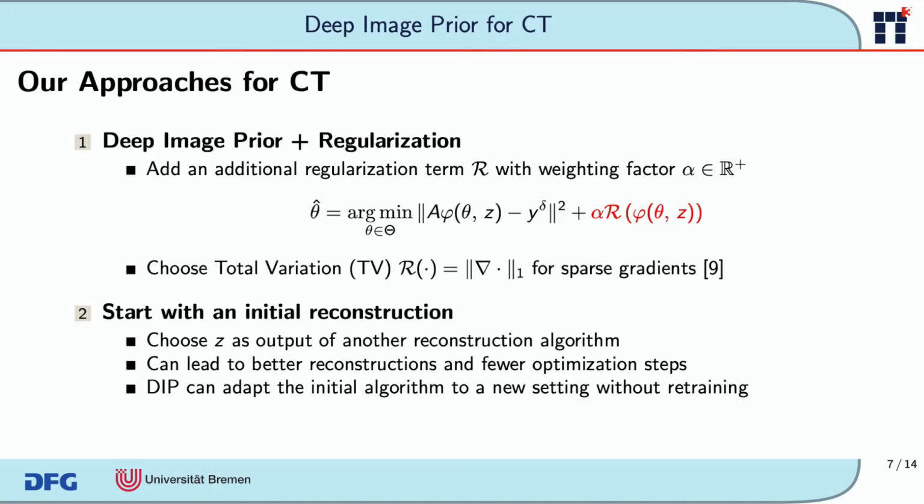As an additional bonus, the deep image prior can be used to adapt the initial algorithm to a new setting without having to retrain it. So if you change the CT machine or the noise setting, it's often not feasible to really retrain the basic model, but in this case the deep image prior acts like a translator from the old to the new setting.